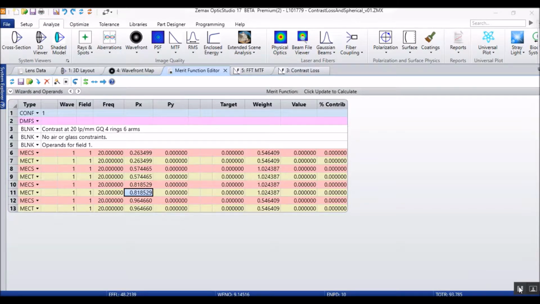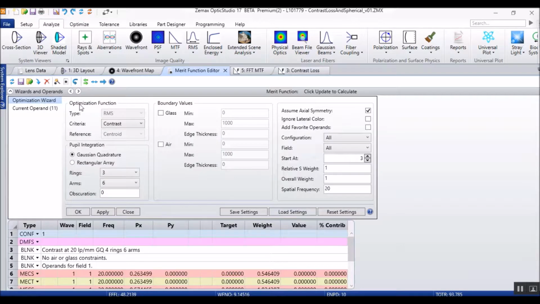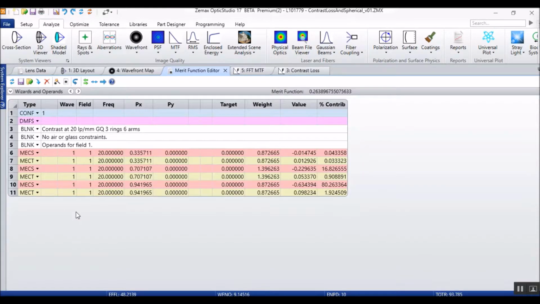I'm here to talk about the contrast loss map that we have added to OpticStudio. The contrast loss map is designed to work with our contrast merit function. If I look in the merit function editor at the optimization wizard, we have this new option for a contrast optimization, and we can specify the spatial frequency. This optimizes the MTF at the designated spatial frequency.